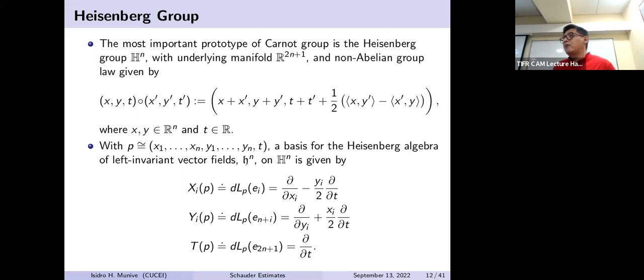I guess people that work in several complex variables already know this type of group. It's a CR manifold, it appears as the boundary of a pseudo-convex domain. But we are not looking at these properties, we are just looking at the group properties. A basis of the Lie algebra is given by these vector fields. Okay.